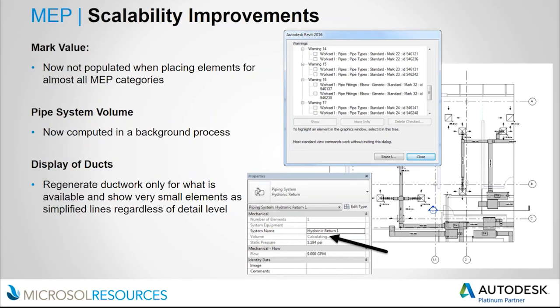The pipe system volume is now computed as a background process, just like the color fills were before. And the ductwork display itself is now being regenerated, especially when you have a very heavy ductwork drawing, or ductwork view rather. The ductwork is only going to be regenerated in that 3D view, in a 2D view as well, for what's available, and will only show small elements as simplified lines, regardless of the detail level. So that's another performance improvement that Autodesk has made.